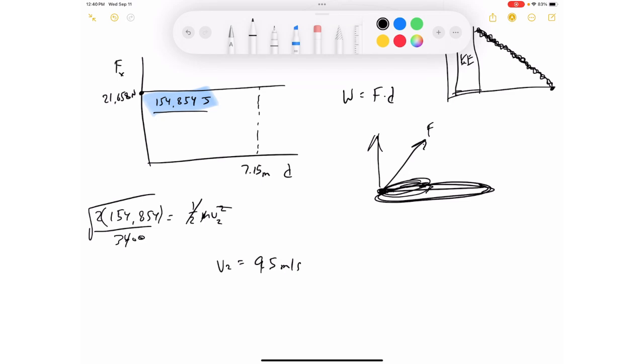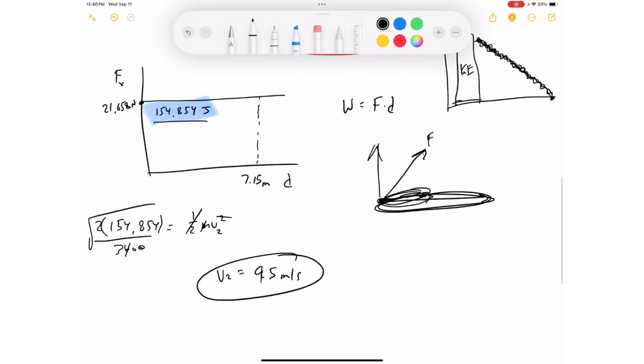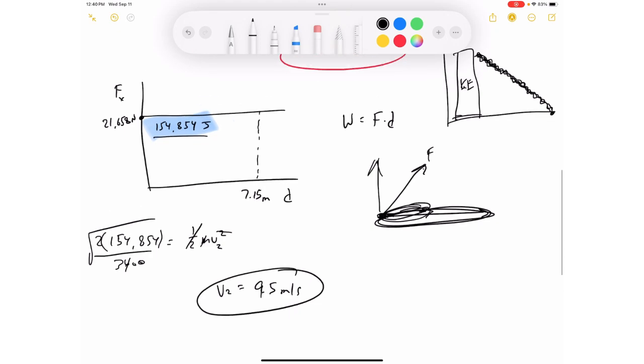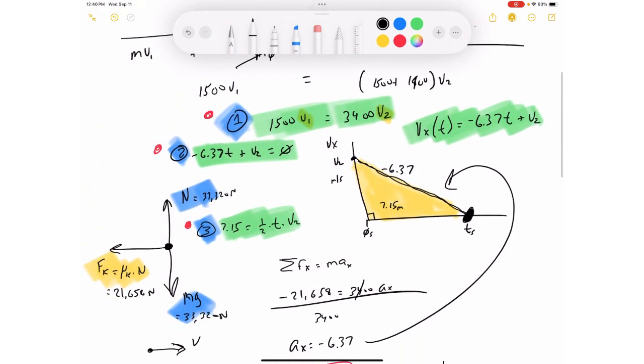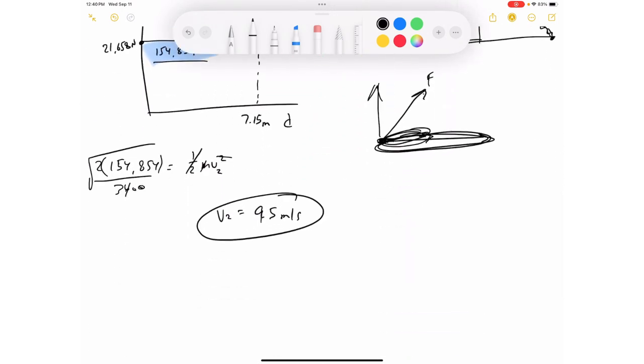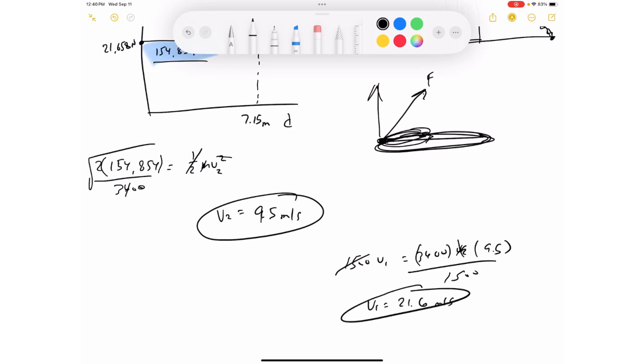Okay, 9.5 meters per second. And you may remember from up above, if you know V2 is 9.5 meters per second, which came from the kinetic energy, then you can come up here. Remember from the momentum, 1,500 V1 equals, I think it was 3,400 V2. And you know what V2 is. V2 is 9.5. So get rid of that and say times 9.5, and then divide by 1,500. So V1 is equal to 21.6 meters per second. Okay, and of course it's the same as we got before.